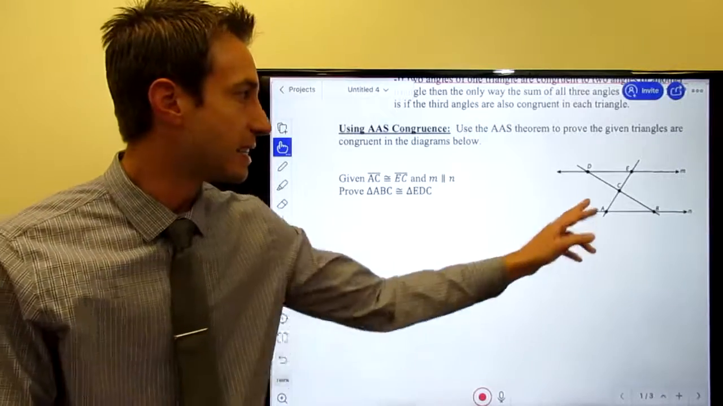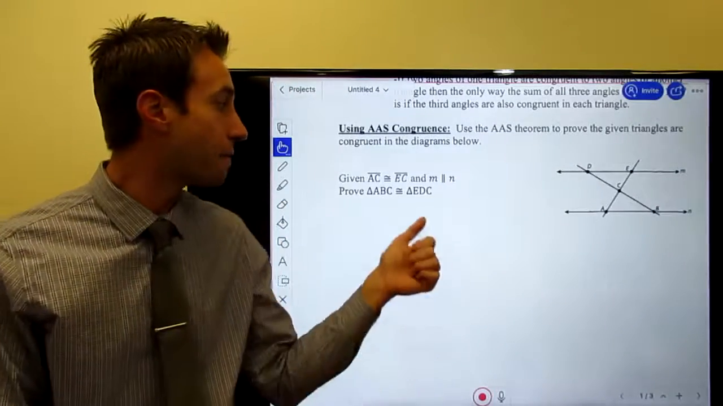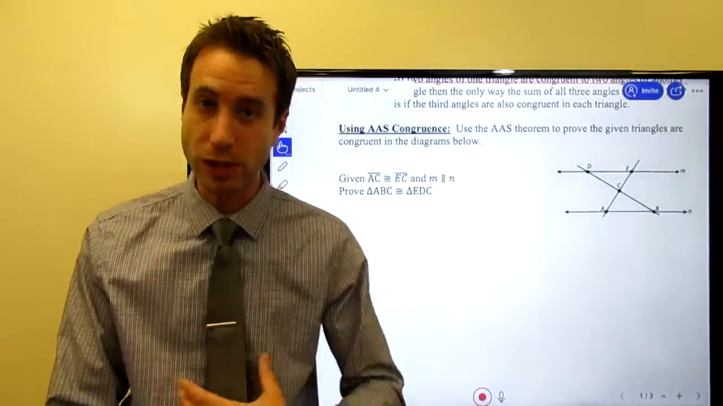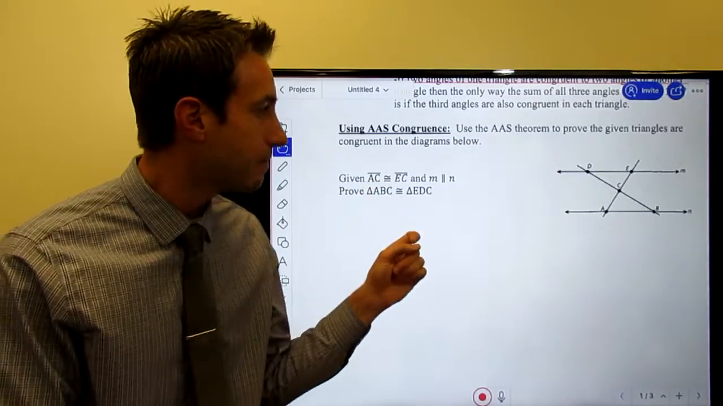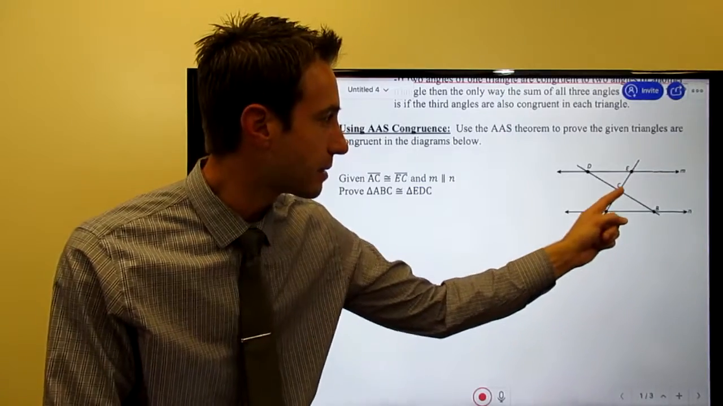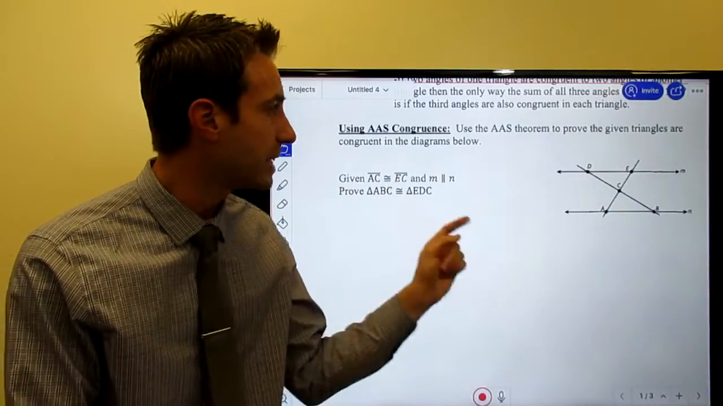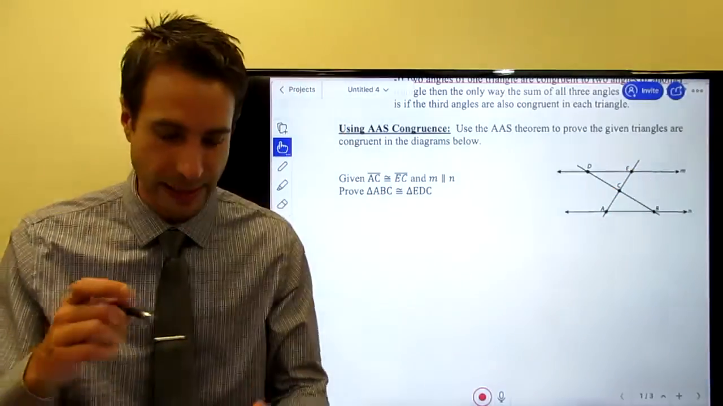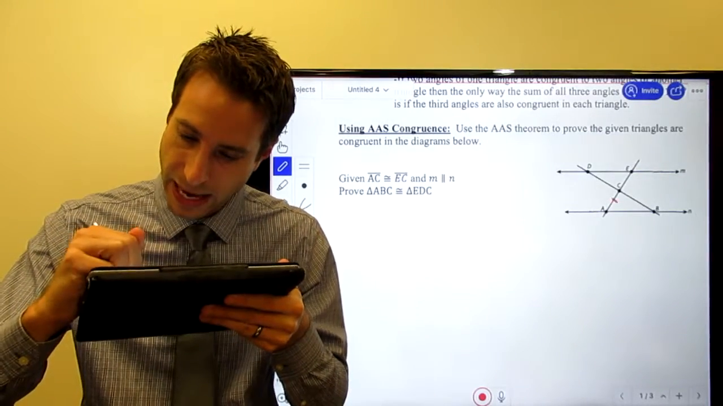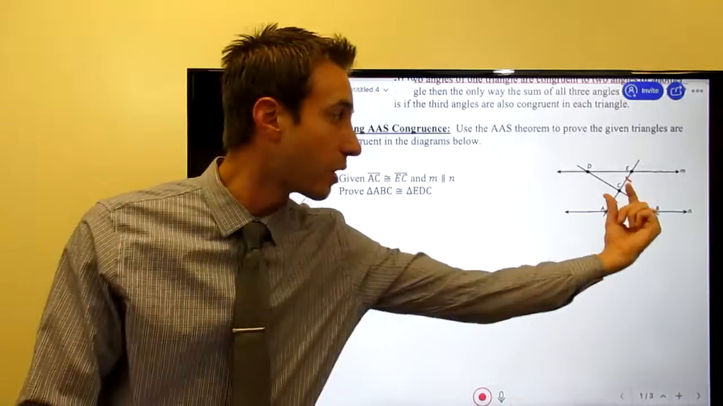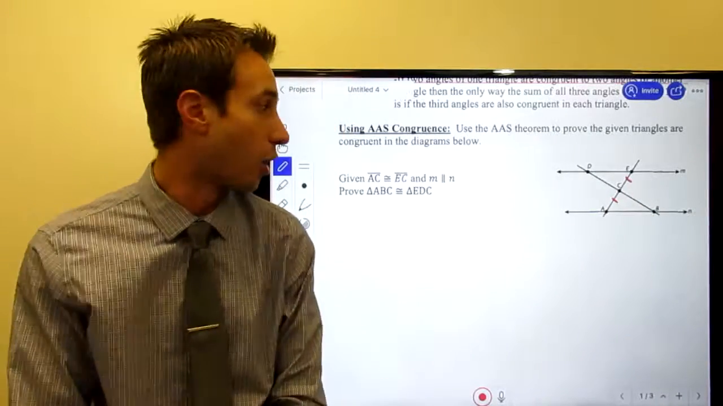What I've given you is this nice little diagram and a few things about the diagram. So let's go ahead and take a look at what I've told you. First, I've told you that AC, that segment right there, is congruent to EC, that segment right there. So let's put that into my diagram. I know that AC and EC are congruent, and those little hash marks tell me that they are congruent.